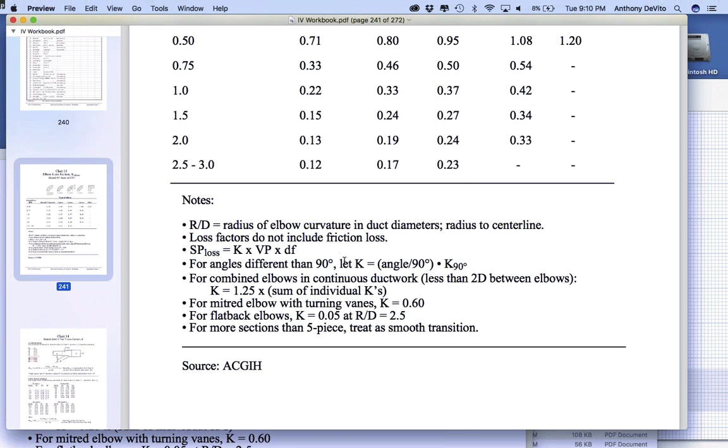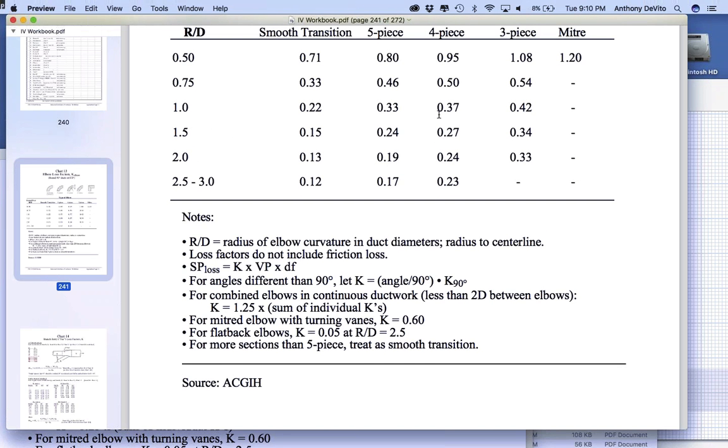Okay, so what was K? What was your closest estimate to K? 1.25, three-piece, so it was somewhere between these two numbers, right? I'm going to call it 0.4, or say 0.39, right? So two-thirds of that would be 0.26. So you multiply 0.26 times the velocity pressure, which was 0.74. That's about 0.2, let's say. So you're going to lose 0.2 inches of static pressure to that turn, and so on and so forth.